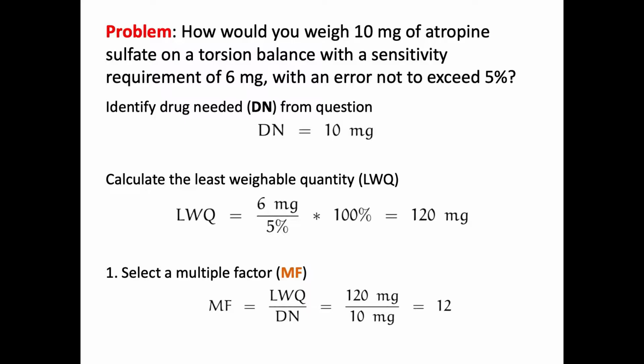So with those 2 bits of information, we can start with step 1. Step 1 was to determine our multiplication factor. That multiplication factor, MF, was equal to the least weighable quantity divided by the drug needed.